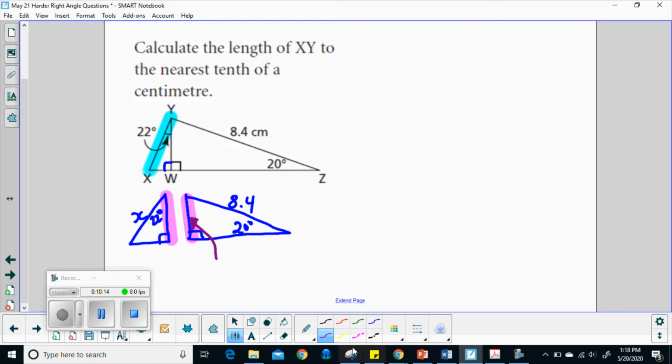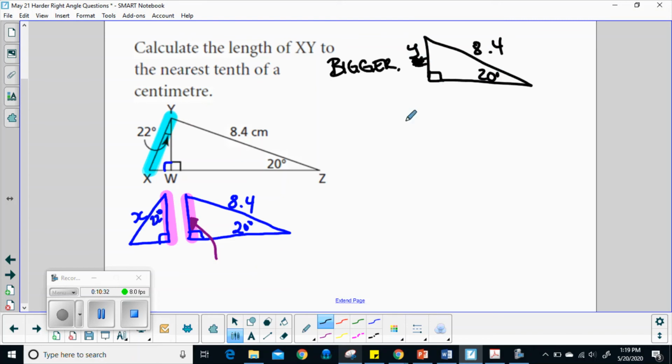So let's do it. We're going to take the big triangle. Let's draw it out over here. That's 8.4. There's a 20 degrees. And let's solve for this side here. Let's not call it X. Let's call it Y. Sure. Okay, so let's label. There's my angle. Here is my opposite. Here is my hypotenuse. So in SOH CAH TOA, what do I know? I know my opposite. I know my hypotenuse.